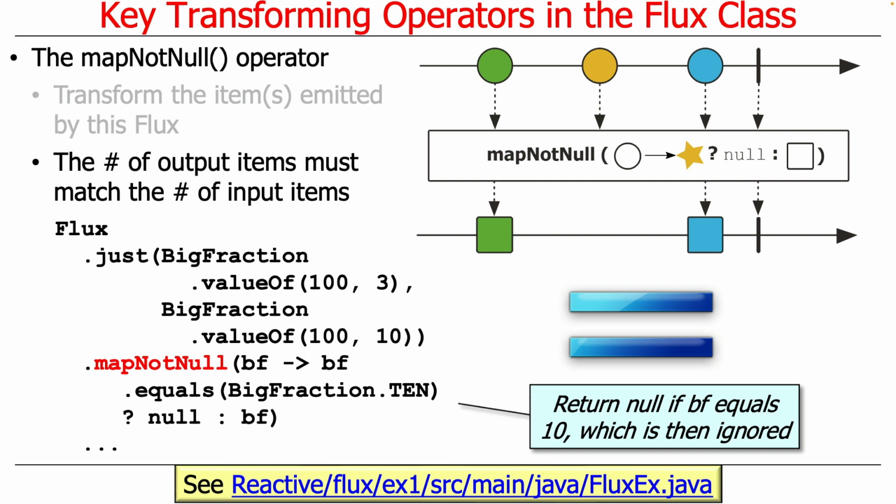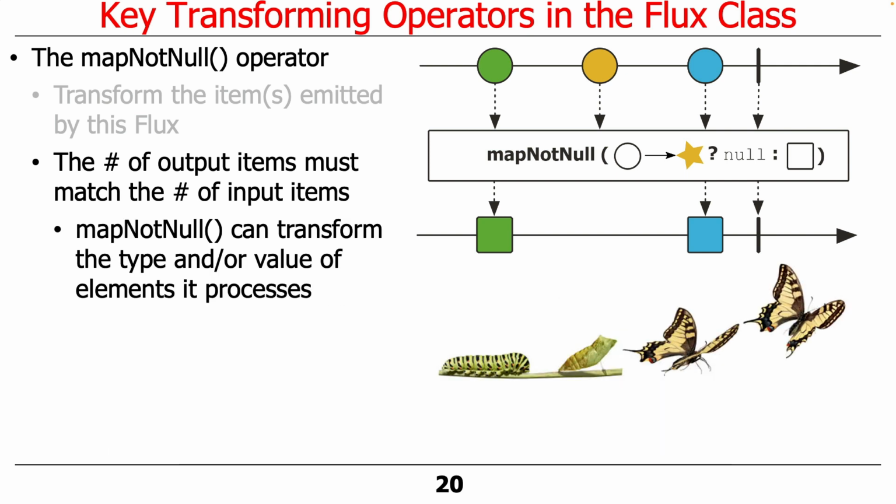So, of course, what mapNonNull will do is just ignore the value that was 10 because it turned it into a null. Once again, don't write code like this. This is just to illustrate the concept of mapNonNull. As with map, mapNonNull can transform the type and the value of the elements it processes. And it's probably worth noting, although I don't really note it here, that mapNonNull could in fact return fewer elements than it received because it's going to get rid of anything that would have been null.